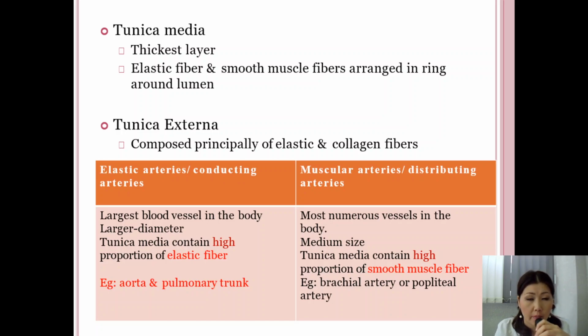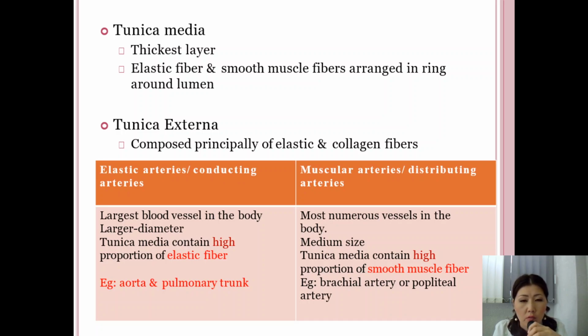And muscular arteries, or also called distributing arteries, because they are distributing the blood to our organs and tissues and cells. Most numerous vessels in the body, medium size. Tunica media contain high proportion of smooth muscle fiber, and as you see the difference in this, the tunica media of muscular arteries contain high proportion of smooth muscle fiber.